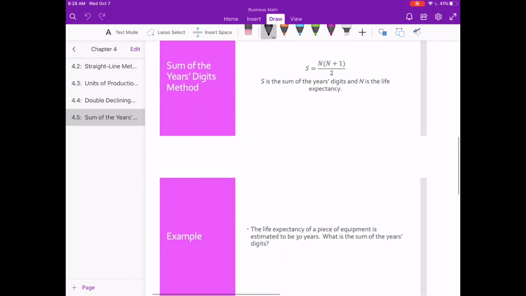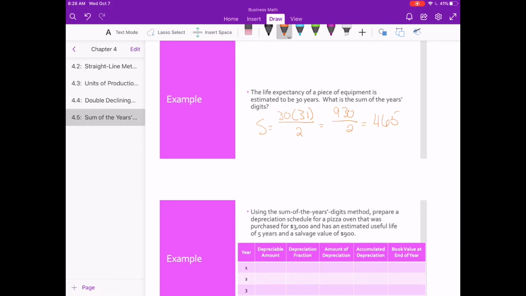The life expectancy of a piece of equipment is estimated to be 30 years. What is the sum of the year's digits? So our sum is equal to n, which is 30, times 30 plus 1, which is 31, over 2. That becomes 930 divided by 2, which is 465. So 465 would be the denominator for all of our fractions.